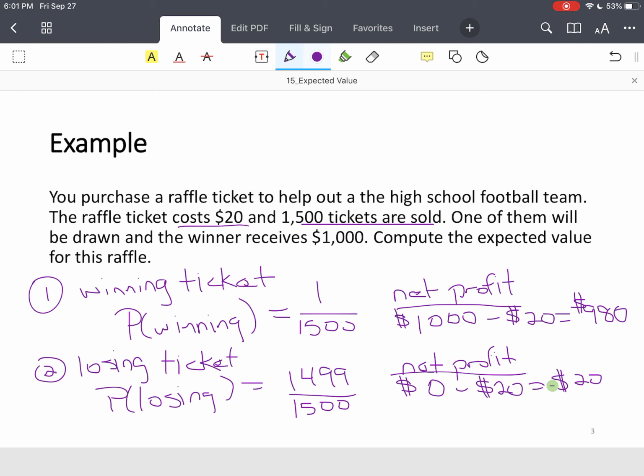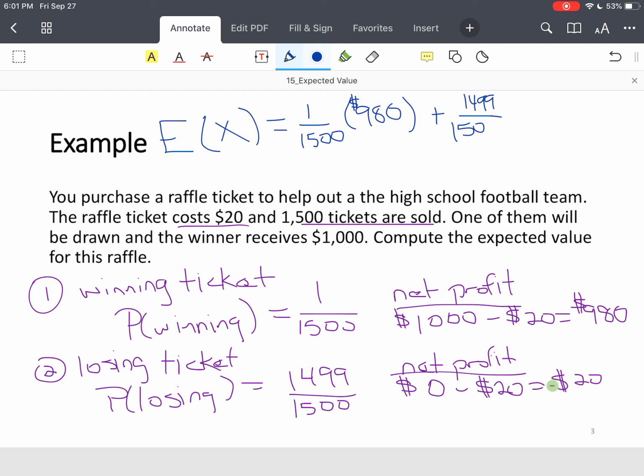Okay, so then our expected value would be 1 over 1,500 times $980, plus 1,499 over 1,500 times the loss of $20. Type this into calculators.